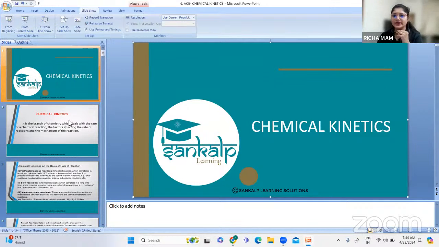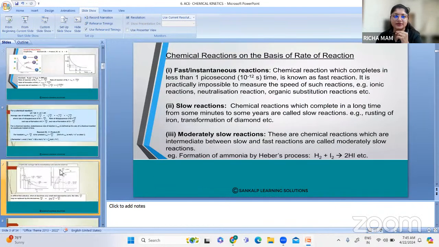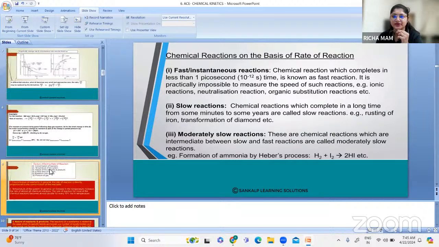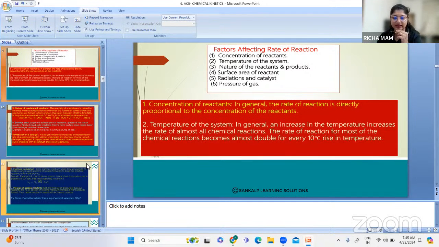Okay, so in the previous class, we were discussing the factors which affect the rate of reaction. Which are the main four factors affecting the rate of reaction? The rate of reaction depends upon the concentration of the reactants, temperature, the catalyst, and the nature of the reactants. So how do these factors affect the rate of reaction? These things we have seen in the previous class.